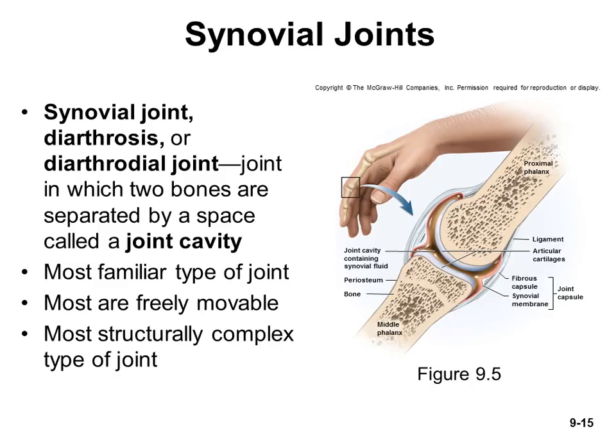Most are freely movable. If you ask anyone, I think your textbook talks about it, to describe any joint or point to any joint in the body, they're going to probably point to those freely movable joints. The synovial joints. The shoulder, the knee, the elbow, the fingers, the hip. Well, you don't move the hip that much, but it's a synovial joint.